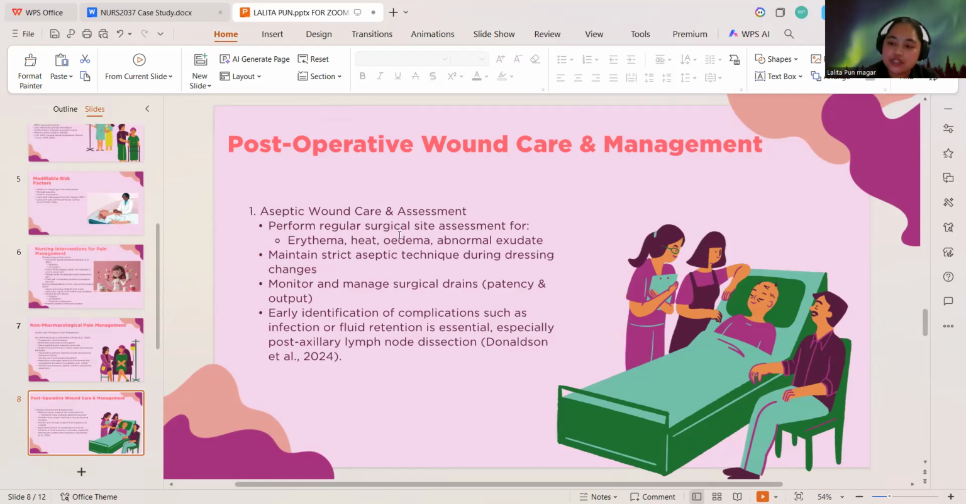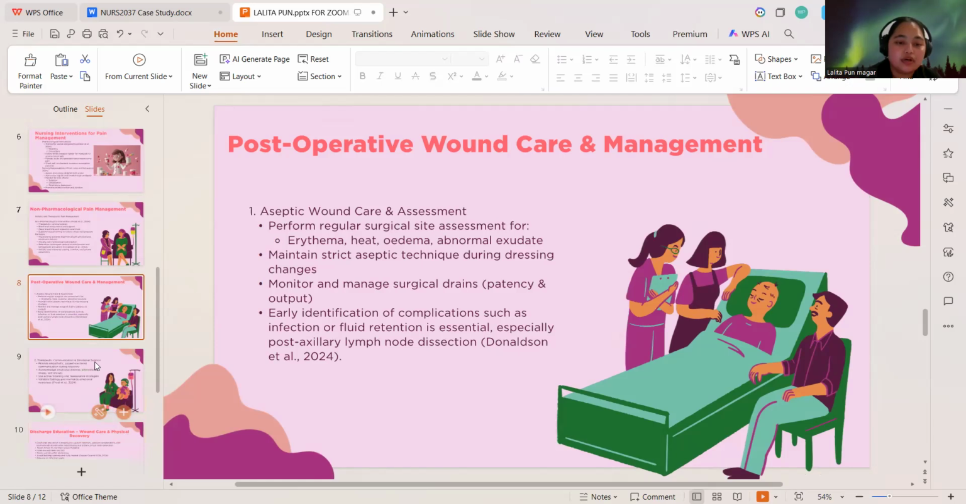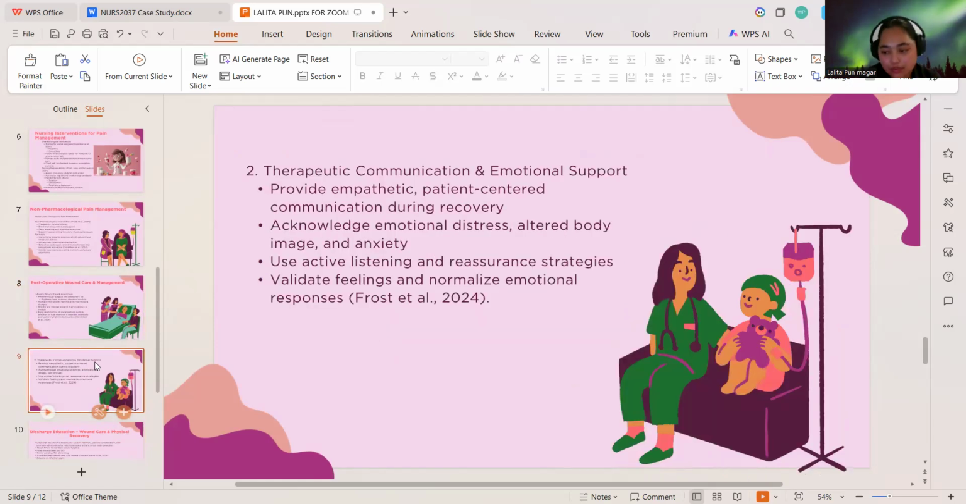In Amara's situation, axillary lymph node dissection further increases the likelihood of fluid retention and delayed tissue healing. Therefore, nurses must ensure sterile dressing changes, accurate documentation of wound progression, and early identification of complications to prevent deterioration and support timely intervention. As for the next slide, we have therapeutic communication and emotional support.